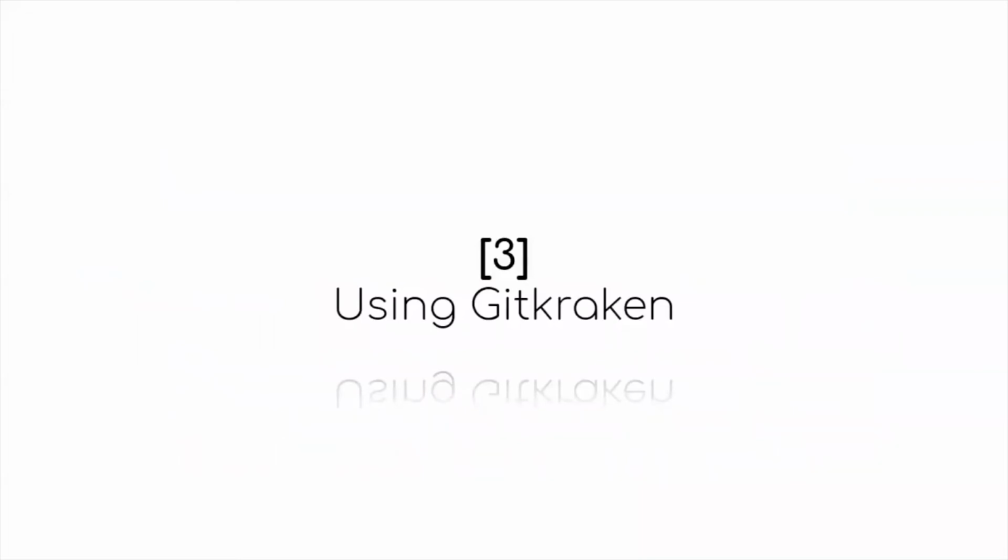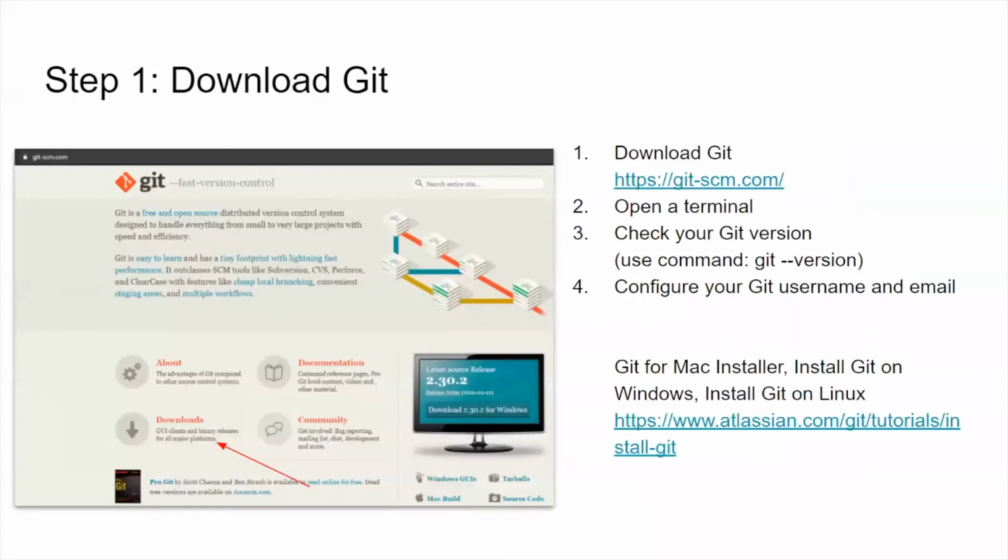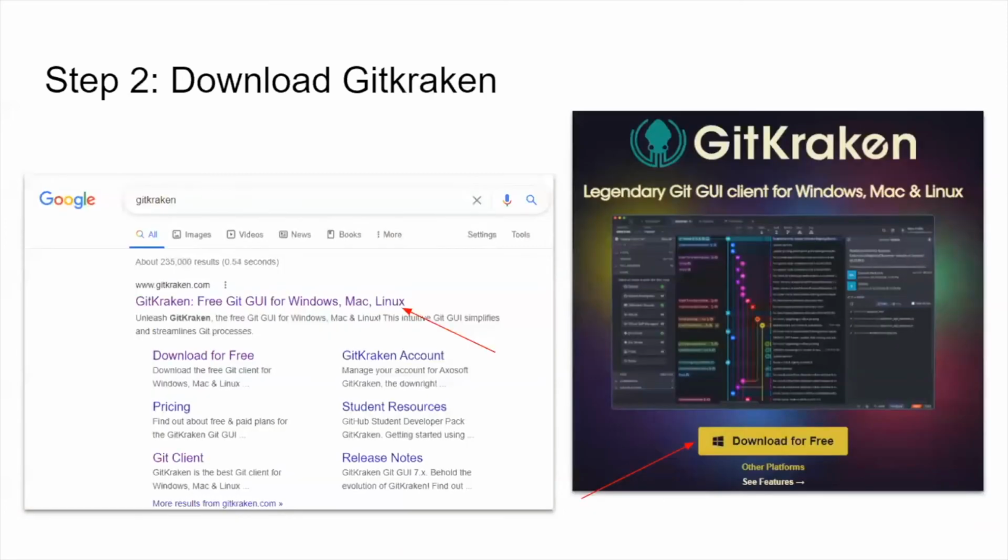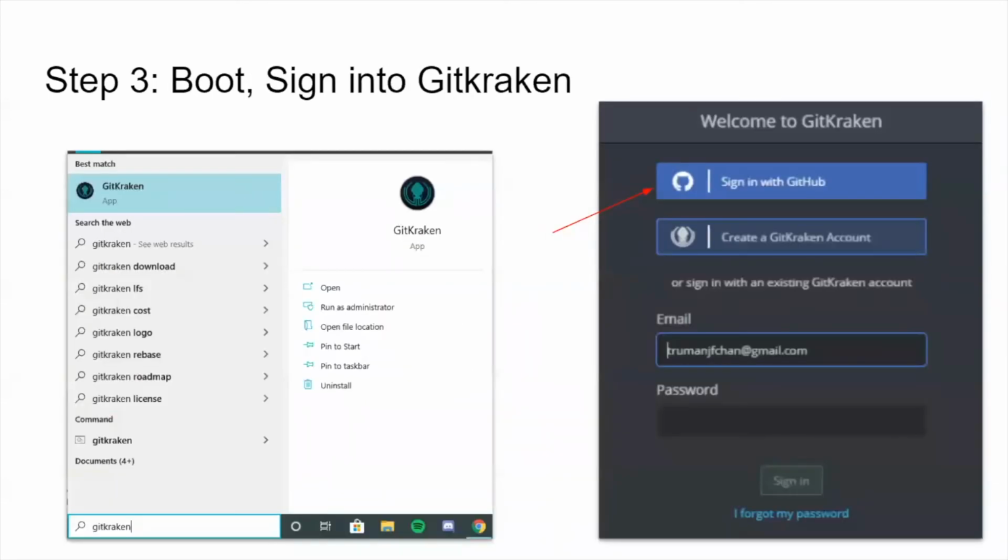Okay, now that you know GitKraken's client, we will use GitKraken. So step one, you want to download Git to your computer. Otherwise, your Git commands won't work in your terminal unless you download Git. Step two, you want to download GitKraken. And step three, you want to boot up GitKraken and sign in with your GitHub.